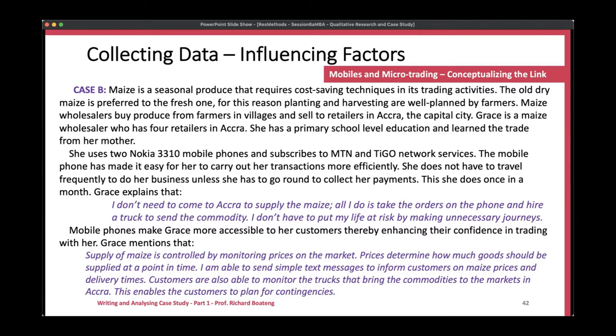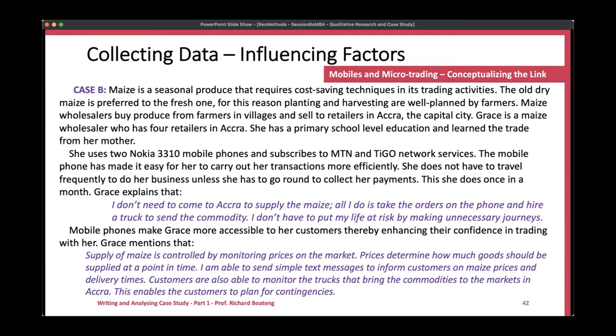Okay, so you see this first paragraph giving you the context of where Grace works. Then it goes on to talk about a key argument that I wanted him to put across. It talks about how she uses the mobile phone and what she uses it for. So she says she uses Nokia 2310 mobile phones and subscribes to MTN and Tigo. Mobile phones made it easy for her to carry out transactions more efficiently. She does not have to travel frequently. Okay, so this is where the work starts. She does not have to travel frequently to do her business unless she has to go around and collect her payments. This she does once in a month.